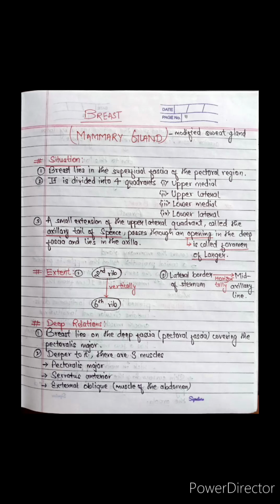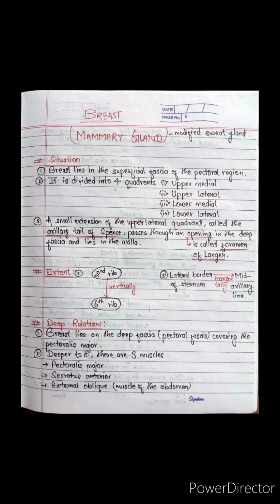Hello friends, today we are going to study about the mammary gland, which is also known as breast. It is a modified sweat gland. Its situation: breast lies in the superficial fascia of the pectoral region. It is divided into four quadrants: upper medial, upper lateral, lower medial and lower lateral.